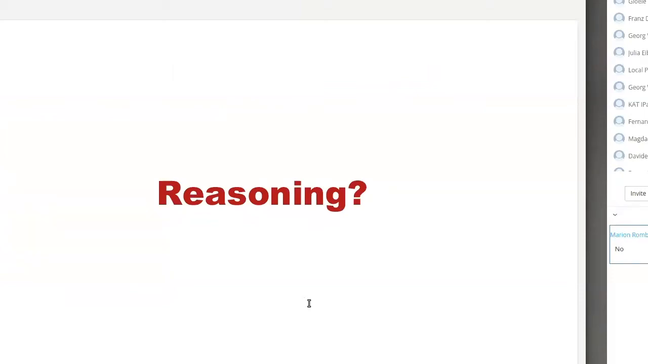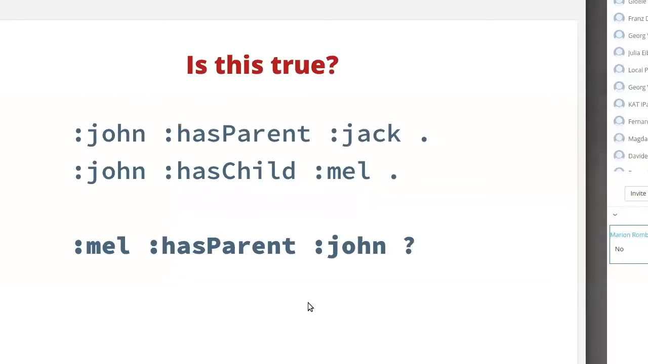So, for example, in order to have faster inferences or faster queries, you have to relinquish some functionalities. But what exactly is this thing called reasoning? As we said before, if I tell you that John has parent Jack and John has child Mel, can we, from these two assertions, also say that Mel has parent John?